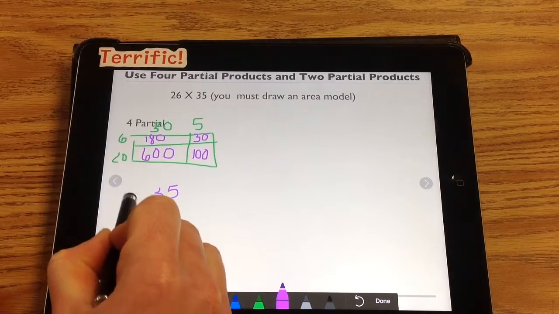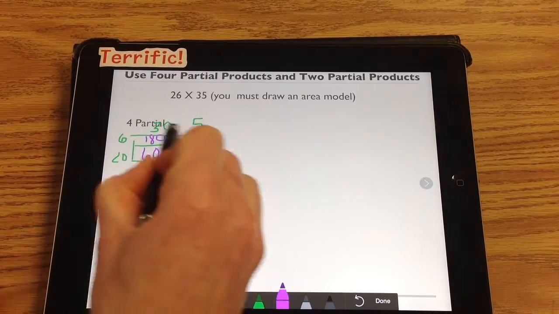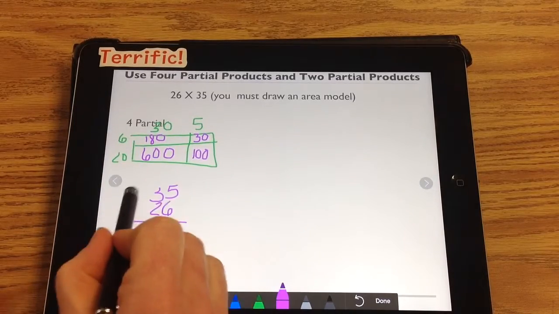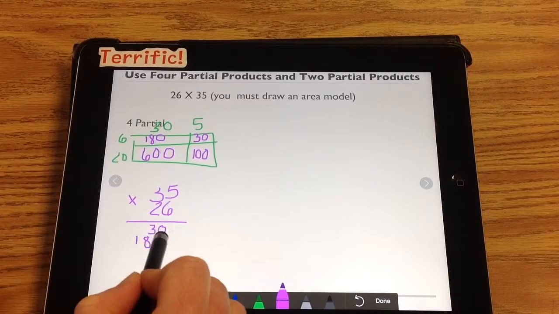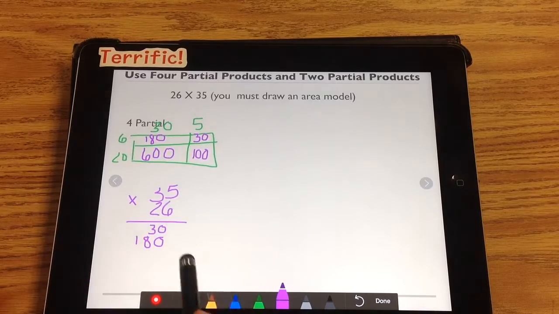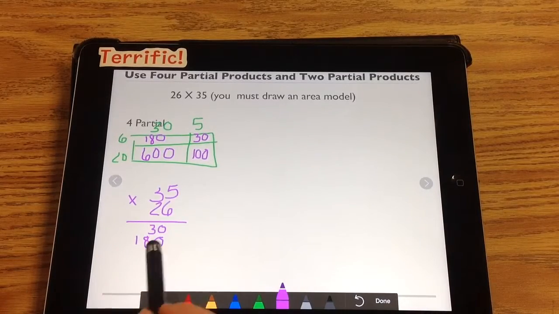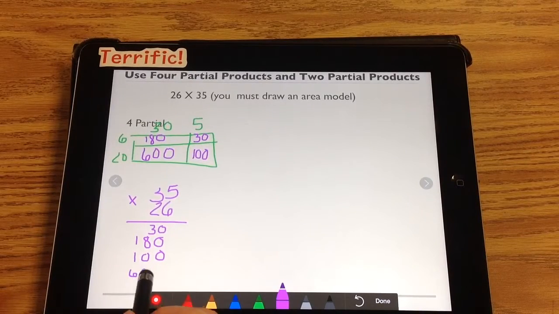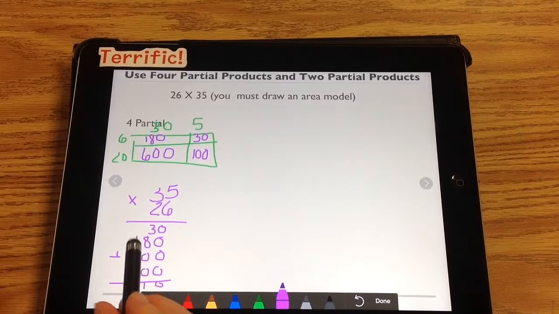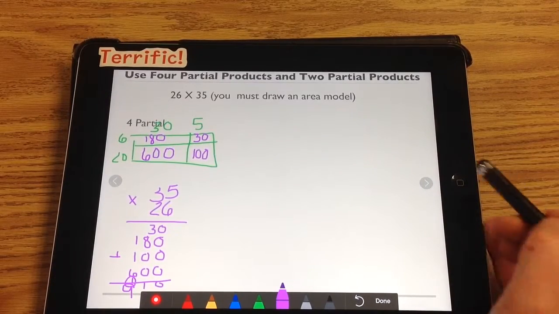We can look at it this way. We now have 4 partial products. 6 times 5 ones is 30. 6 times 3 tens is 18 tens. 2 tens times 5 is 10 tens. And 2 tens times 3 tens is 6 hundreds. If I add them all up, I end up with 8, 9, 10, 11, bundle, 6, 7, 8, and 9. So my answer is 910. That's the way we're used to.